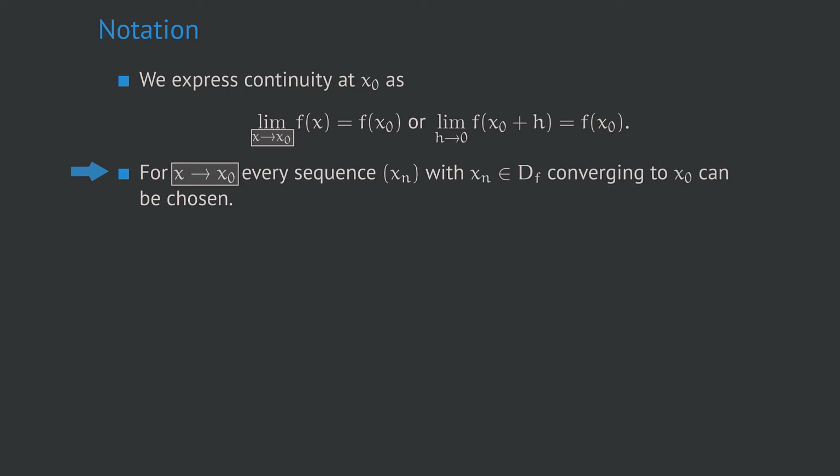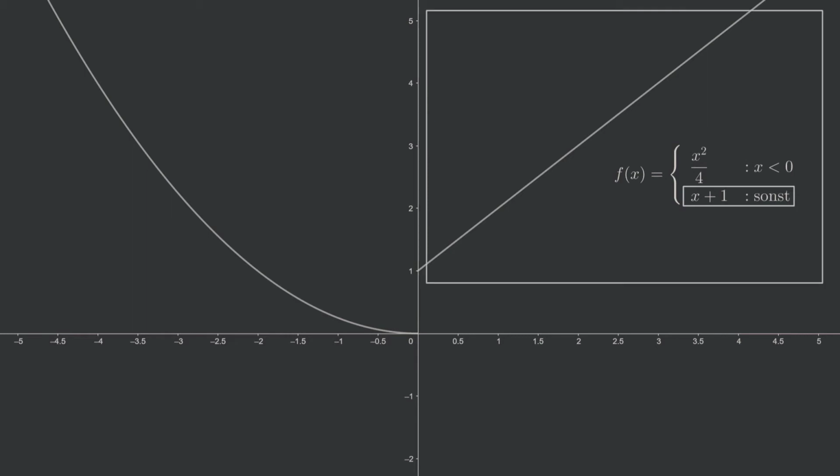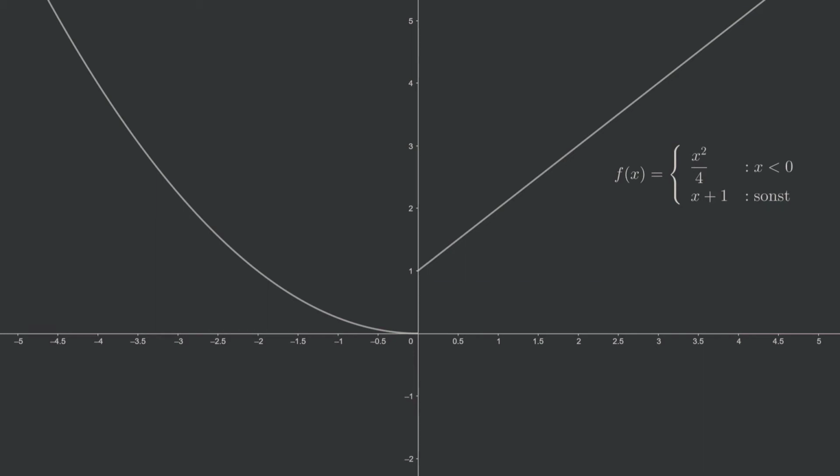Now, in fact, at discontinuities, funny things can happen with different sequences. For instance, if the sequences come from above or below x0. Let us, for instance, look at this piecewise defined function f. For all x which are strictly smaller than 0, f is equal to the parabola x squared over 4. For all other values of x, that means for all positive x including 0, the function is equal to the straight line x plus 1. Obviously, there is a discontinuity at x0 equals 0.